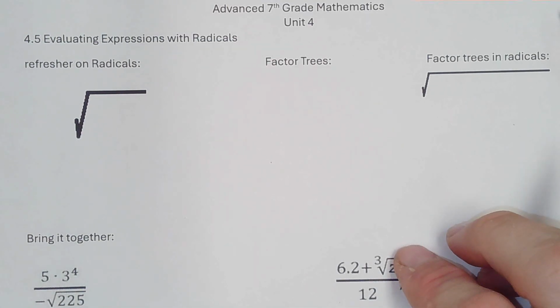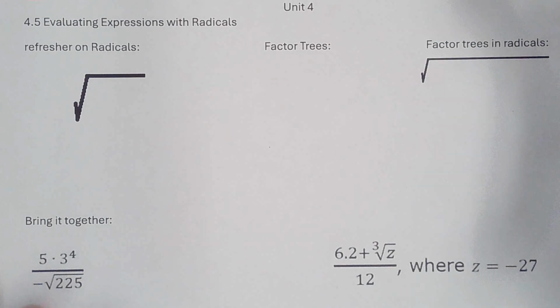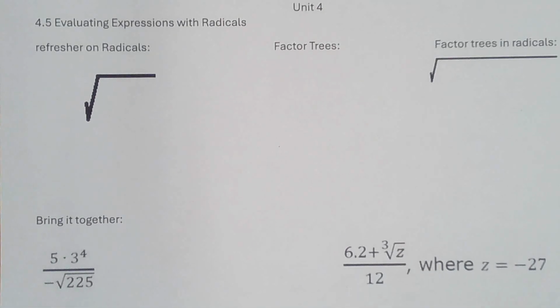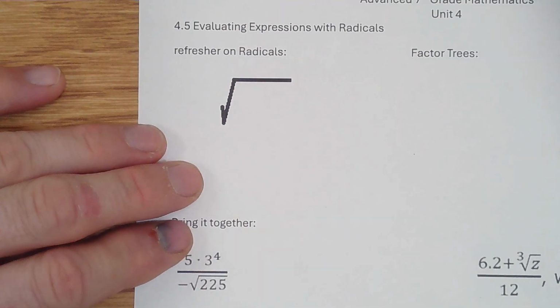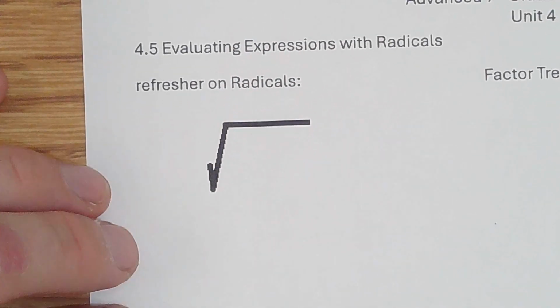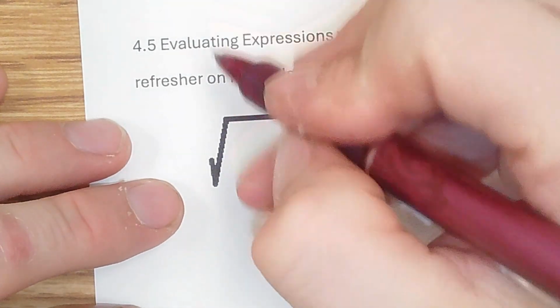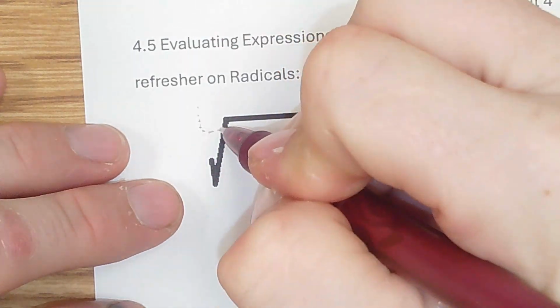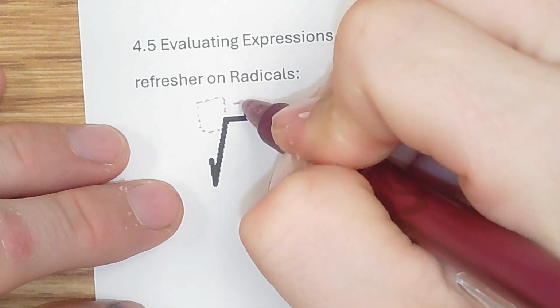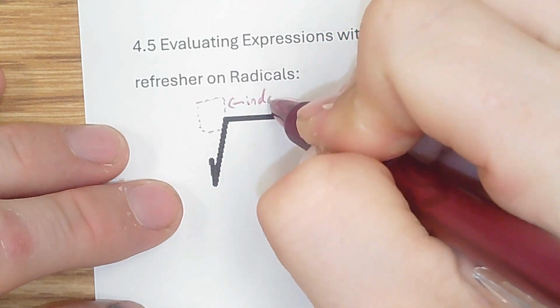All right, so that was 5 minutes. I didn't want to get into that too much. So, refresher on radicals. Let's zoom in on this radical thing. This is the radical bar. Now this area here is designated for the index. This is the index area.